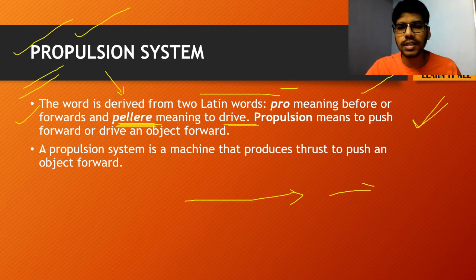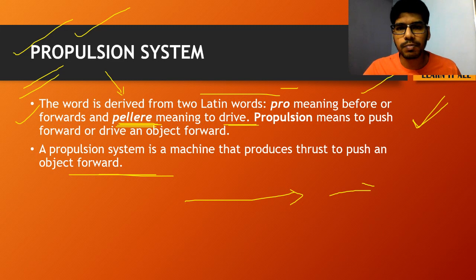So why are we studying this in space technology? If you want to move a particular object, obviously you have to propel it, you have to make it move forward. So the technologies we employ to make a particular object move are nothing but the propulsion system. A propulsion system is a machine that produces thrust to push an object forward.